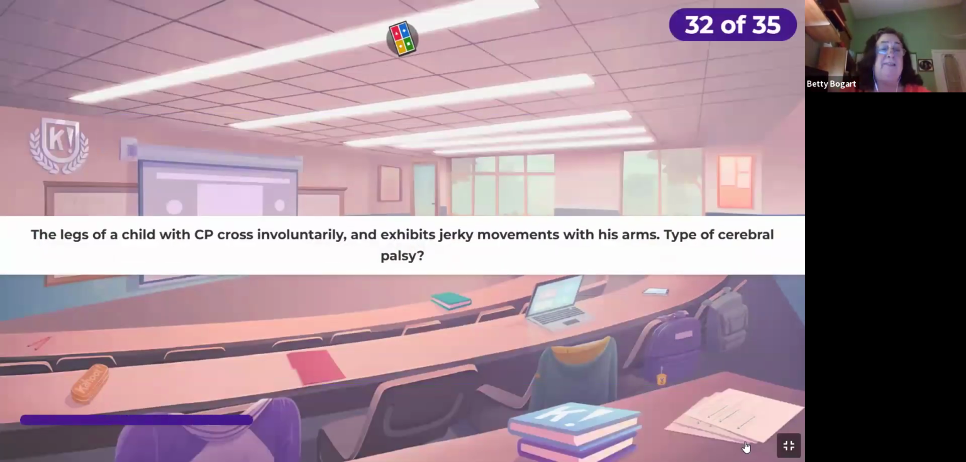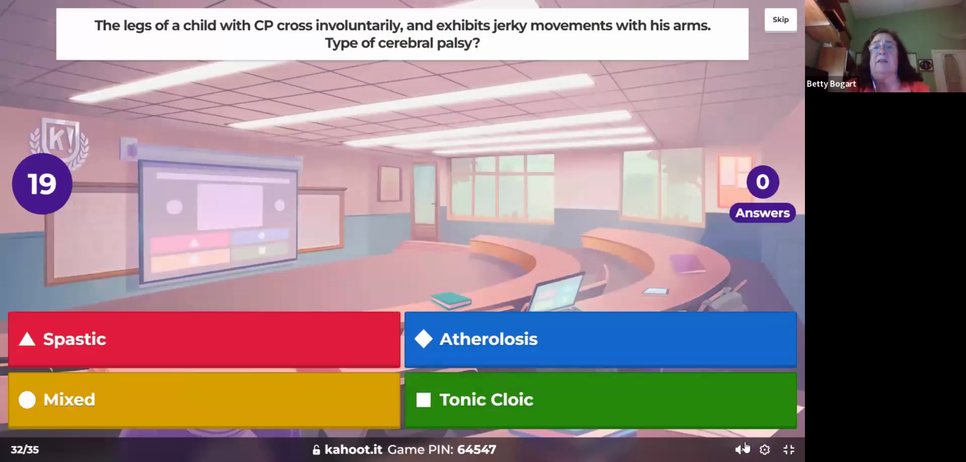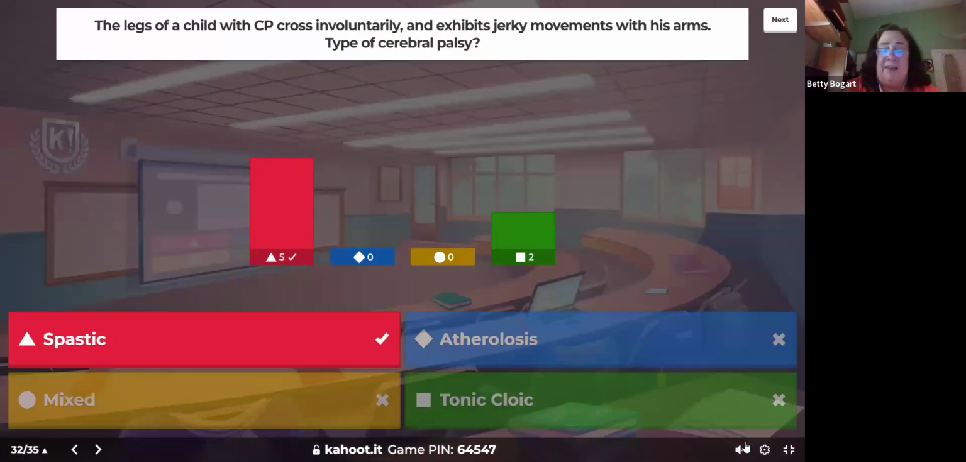The legs of a child with CP cross involuntarily, and you have jerky movements with his arms. The type of cerebral palsy is this one. Involuntary jerky movements. And that's the most common of all of them, called spastic cerebral palsy.